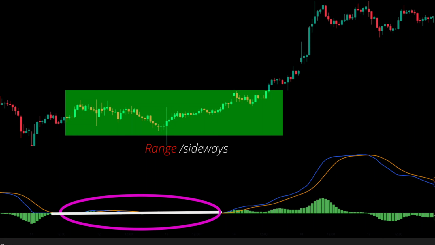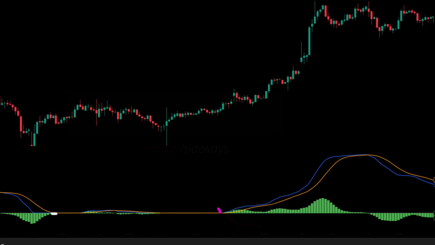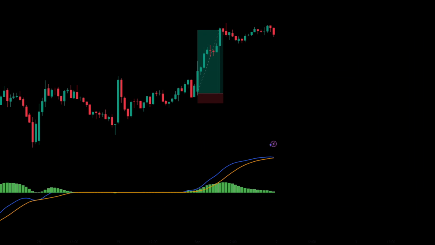But a question must be coming to your mind that if there is a breakout, will it go up or down? How will you know? So its answer is by looking at the histogram. If the histogram starts rising slowly, it means that the momentum is bullish and the breakout here will be upwards. And if the histogram starts falling slowly, it means that the momentum is bearish and the breakout here will be downwards. So how do you take a trade on this?